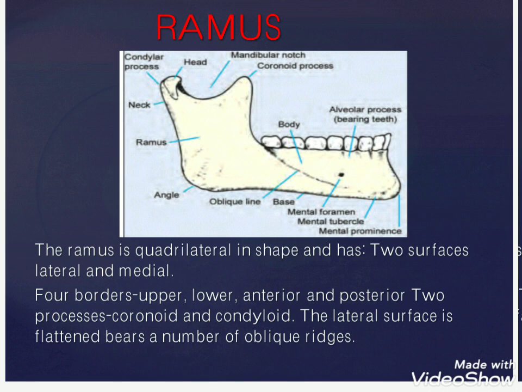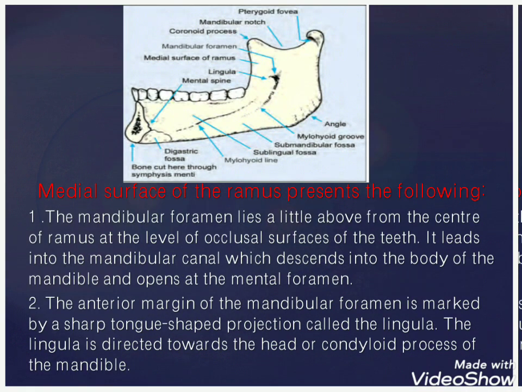Ramus. The ramus is quadrilateral in shape and has two surfaces, lateral and medial, four borders, upper, lower, anterior and posterior, and two processes, coronoid and condyloid. The lateral surface is flattened and bears a number of oblique ridges which give insertion to the masseter muscle, a masticatory muscle. In this picture we can see the flattened area which bears oblique ridges for the masseter muscle. The ramus is seen.